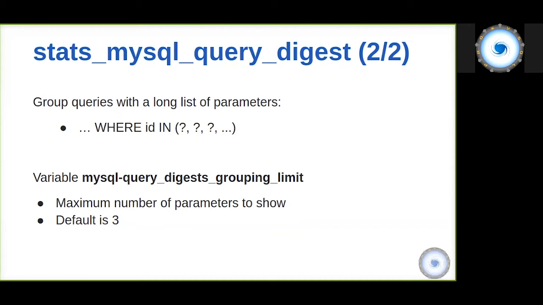if a query has only one parameter or only two parameters or three. But once you have 10 parameters or 50 or 100, it doesn't make any difference, because it just means a long list of parameters. So we introduced this new variable called mysql-query_digest_grouping_limit. If the list of parameters goes beyond this threshold, which by default is 3, ProxySQL will just list a certain number of parameters and then replace the rest with a series of dots. So all the queries with a number of parameters beyond this threshold will generate the same digest.